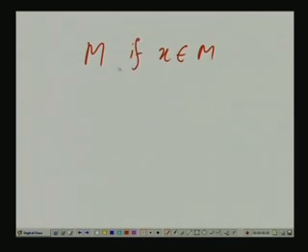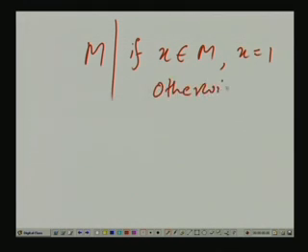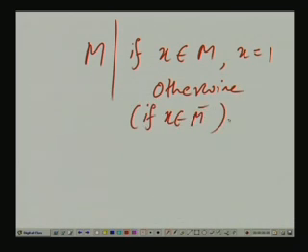One more example you can take. Another example, suppose there is an event M. So, if x belongs to M, that is, if it so happens that you observe x, and it is a member of M, then x takes the value 1. Otherwise, that is, if x is a member of M bar, then x is 0.